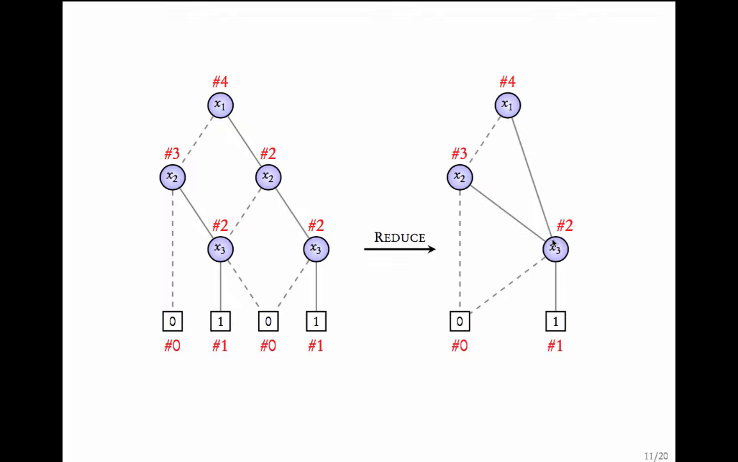Now for this node, its 0 child goes to the node with ID 0. Do that. Its 1 child goes to the node with ID 1. Now for this node, the 1 child goes to the node with ID 2. So have that. Its 0 child goes to 0. Similarly here, its 0 child goes to 3 and its 1 child goes to 2.